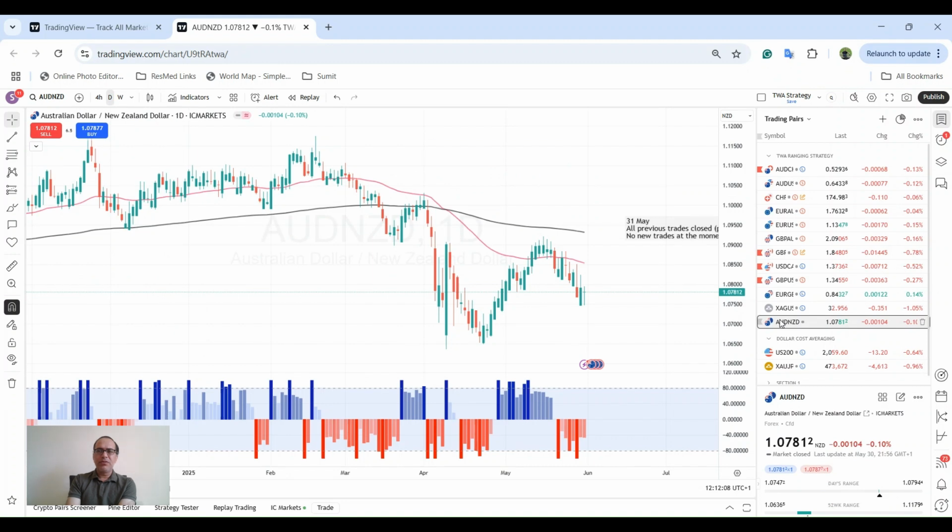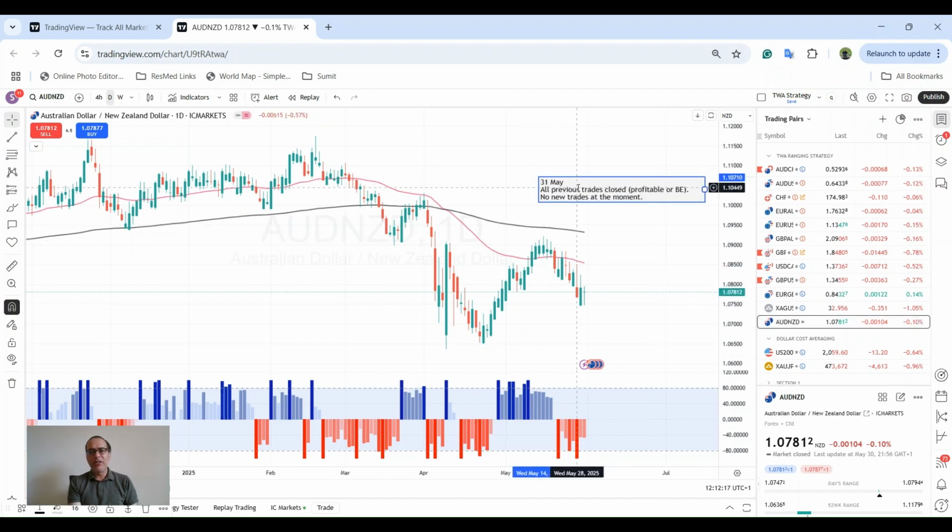Currently no trades on, and we've been able to close all previous trades, whether profitable or break even. And we're now waiting for the new buy trade to come in. Right, so those are the pairs that I'm trading on the ranging strategy. And right, so let's move to the dollar cost averaging one.